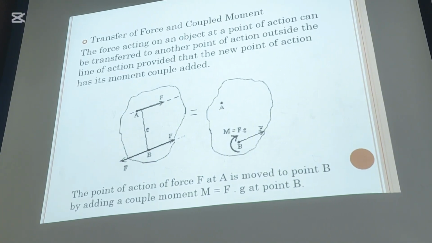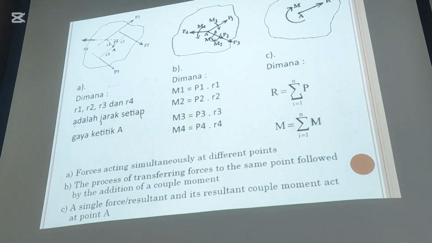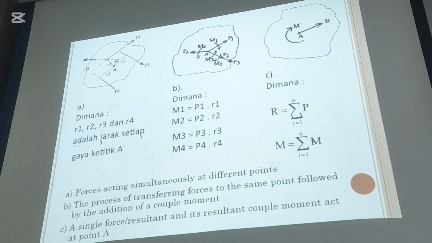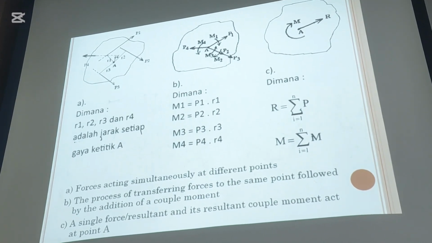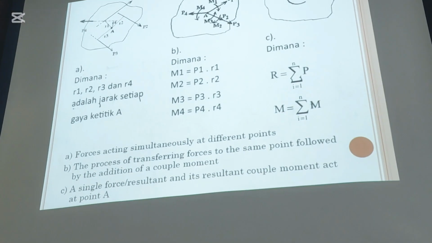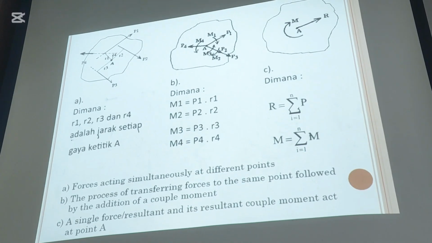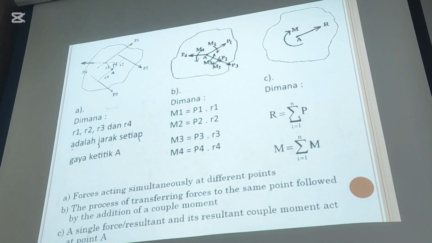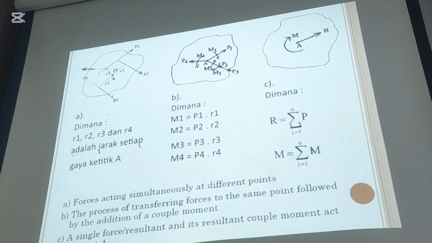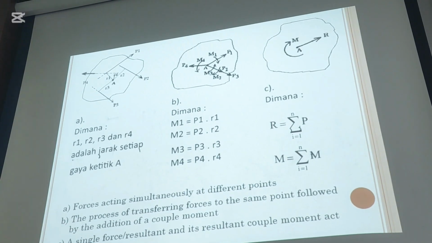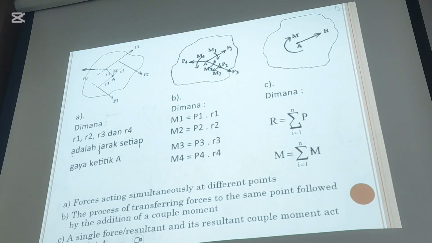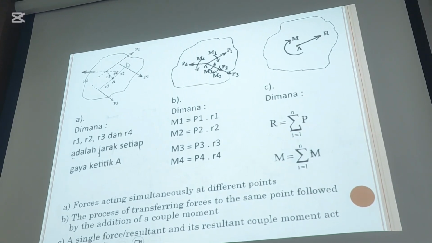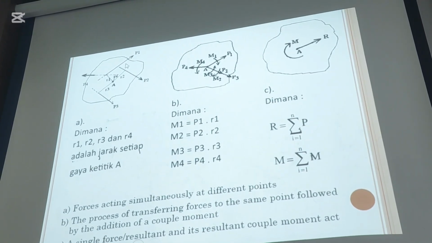Here, this is another example. In part A, we have three steps. First step is we know what forces we have. We have in this case 4 forces: P1, P2, P3, P4. And for each of those forces we know the arm.